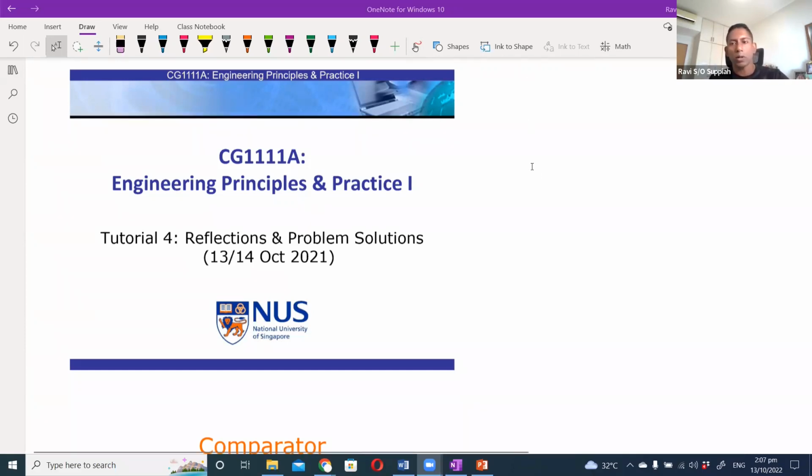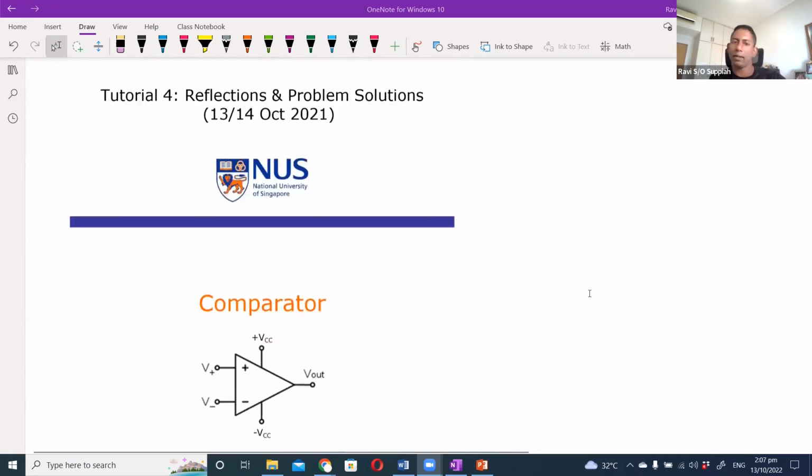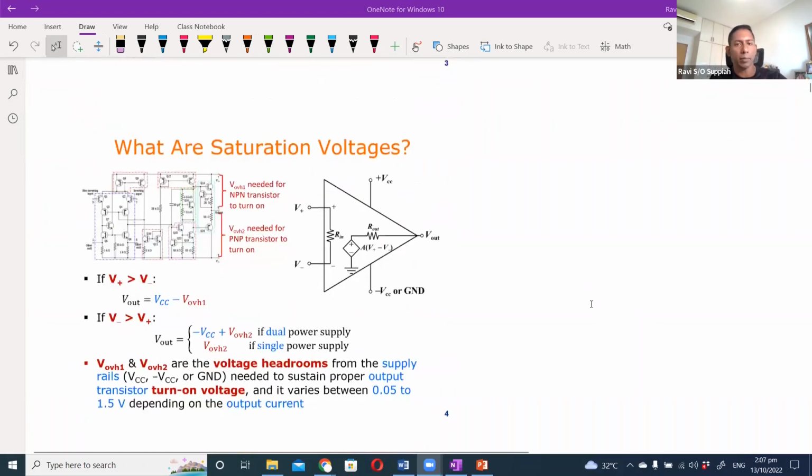I will not go through all the theory material, because we have covered that, or you have gone through that in the preparation for the studios. But I will just try to summarize. So we have done the op amps.